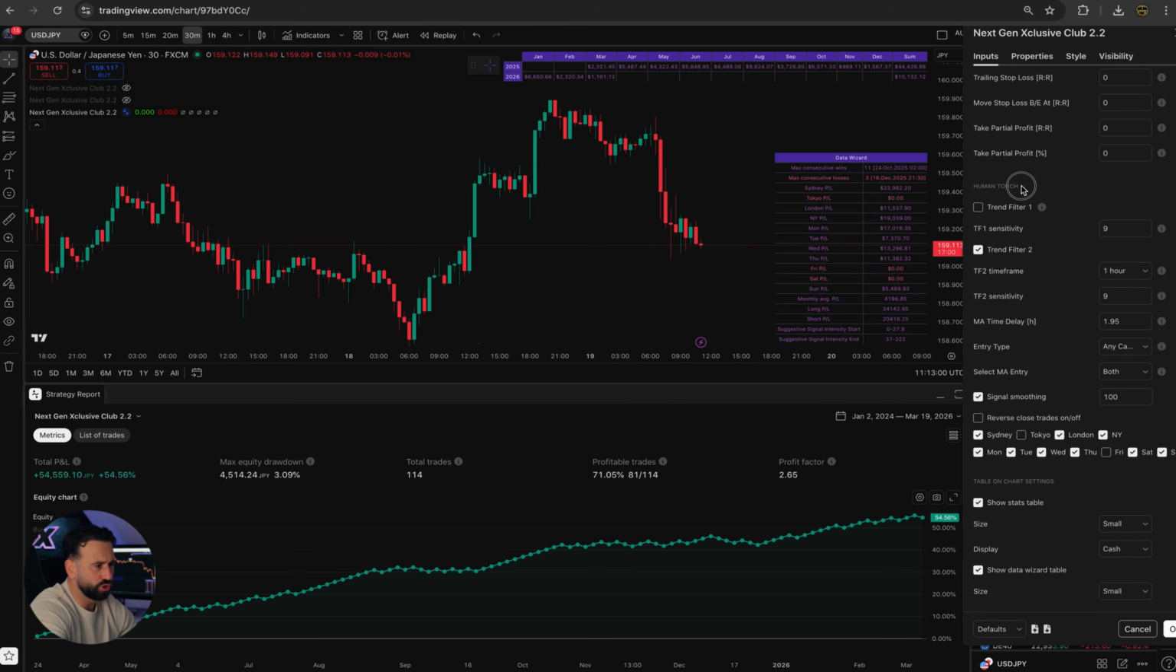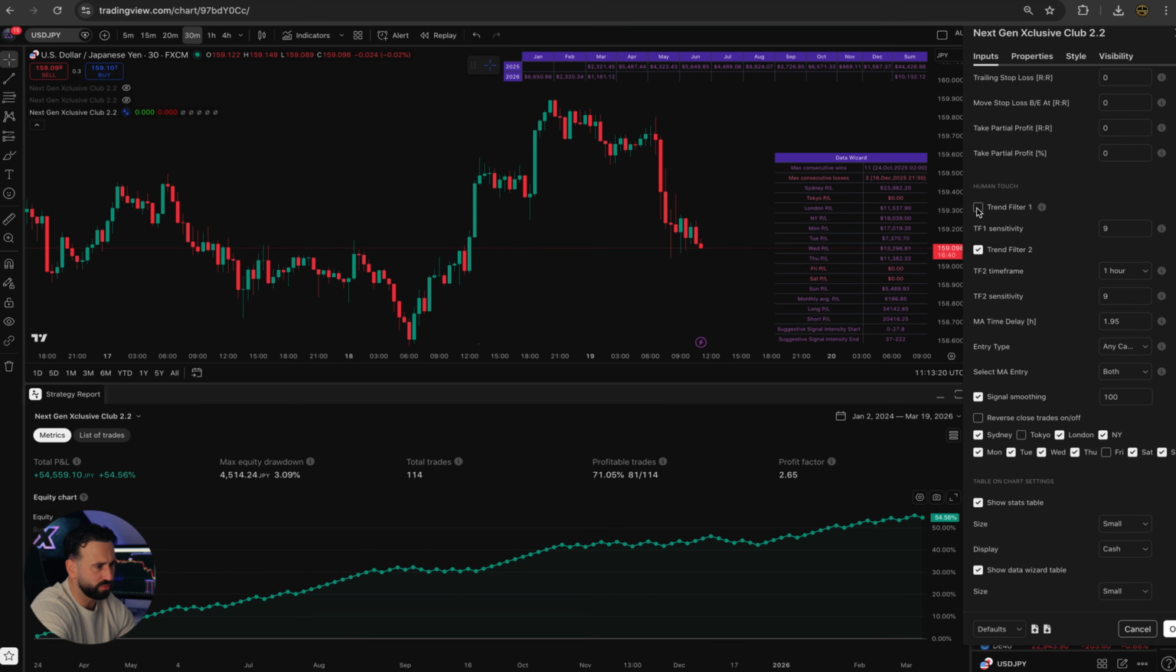Okay, so next we have the human touch filters. Now we can see that trend filter 1 is not on. Trend filter 1 will make sure that the time frame we're currently on is bullish or bearish before we enter a trade. We see that trend filter 2 is on, which means that a 30-minute time frame will consult the 1 hour time frame first, using multi-time frame analysis.